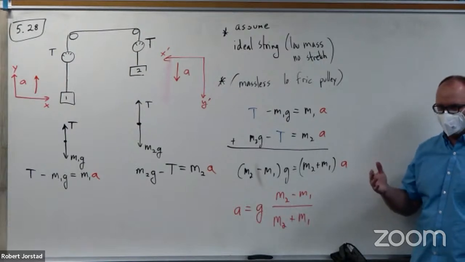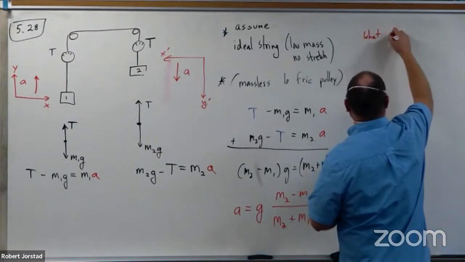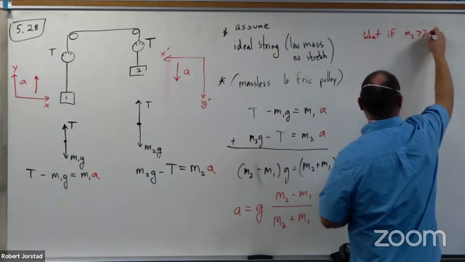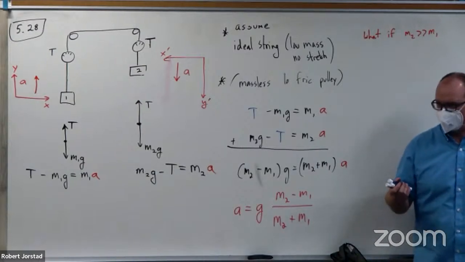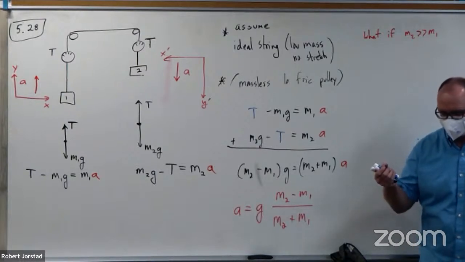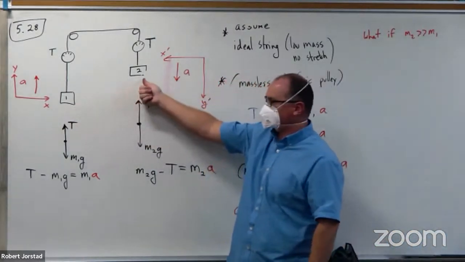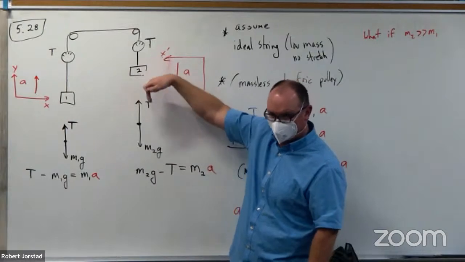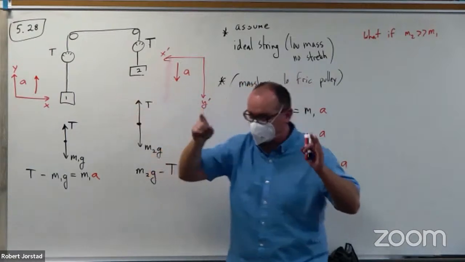Let's do another way. What if M2 is much, much bigger than M1? What would that be like? M1 equals 0. Okay, it's kind of like you could set M1 to 0. I mean, physically, that'd be like taking a piano or a Buick on one side and a feather on the other. If this was a bowling ball and this was a feather, approximately what rate would the bowling ball fall at? At the same standard gravitational rate. We expect to get the answer G.